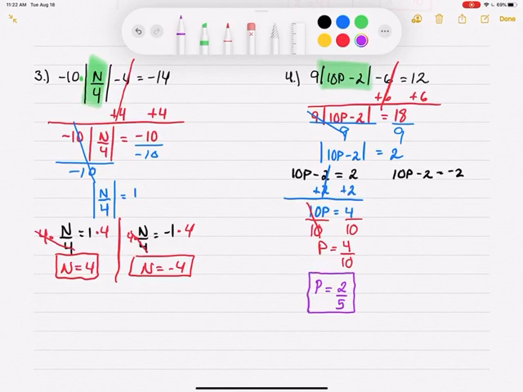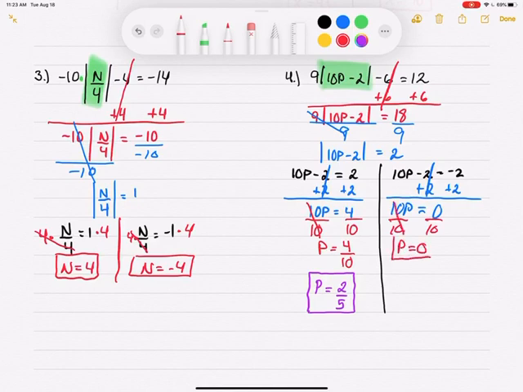for my first answer. In the second problem, I have to add 2, and I have 10p equals 0. If I divide both sides by 10, I get p equals 0. And this is how you solve absolute value equations.